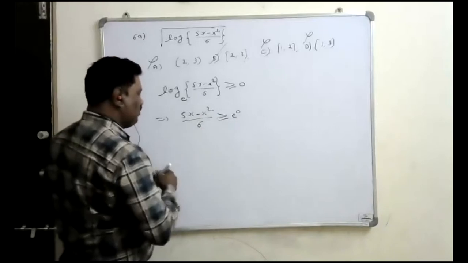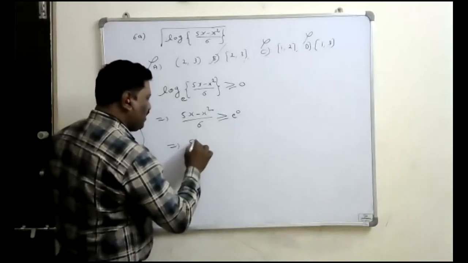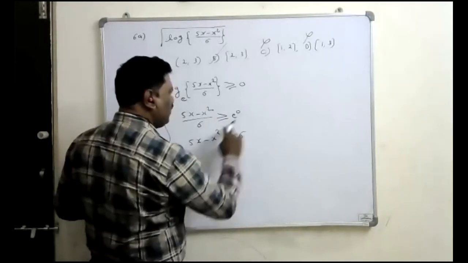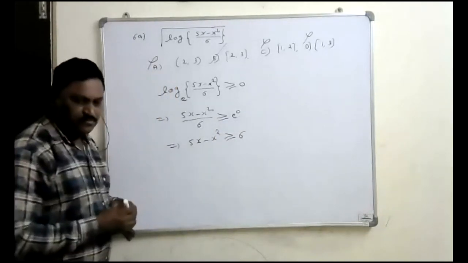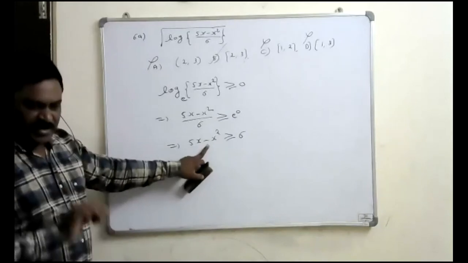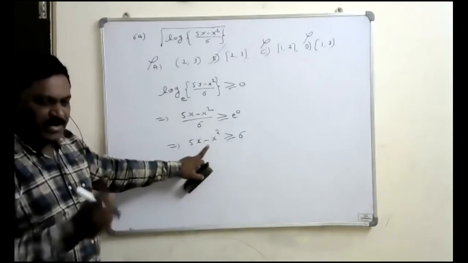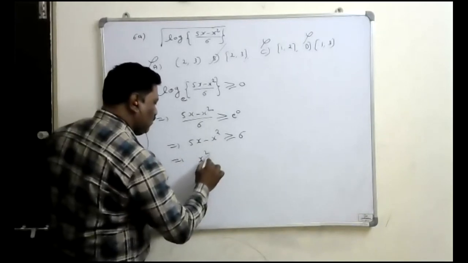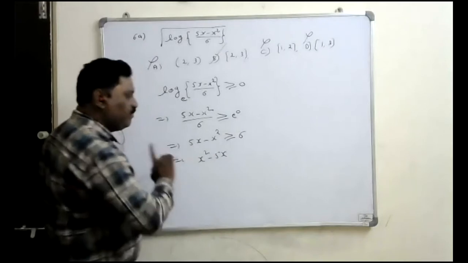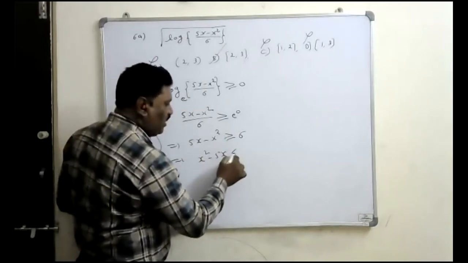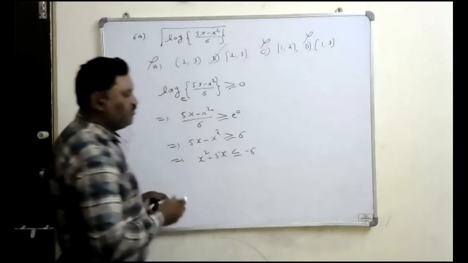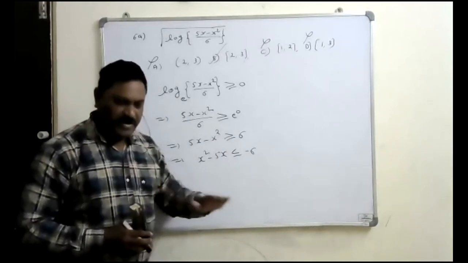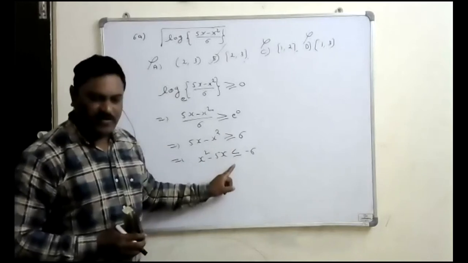Now do the cross multiplication. Then 5x minus x squared is greater than or equal to 6 into e power 0, which is 1. Now the coefficient of x square is minus; to make it positive, multiply by minus. So multiply by this minus, then it becomes plus x square minus 5x. Whenever you multiply by the minus sign, the inequality gets reversed. Remember, that is less than or equal to minus 6. Whenever you multiply an equation by the minus sign, the sign is going to reverse.